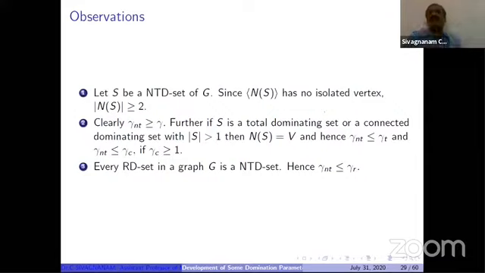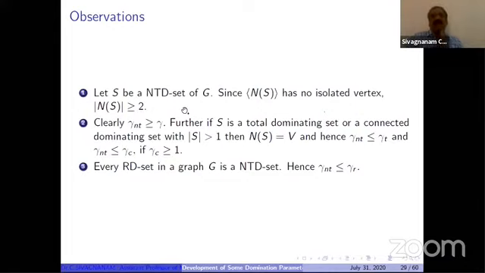So what is the first observation I have? Let S be an NTD set of G. NTD set means the induced NS has no isolated vertex. So the induced NS should not have an isolated vertex, which means a single vertex is not possible. So NS is not a singleton set. NS contains at least two vertices. So this is the first observation: the cardinality of NS is greater than or equal to 2.